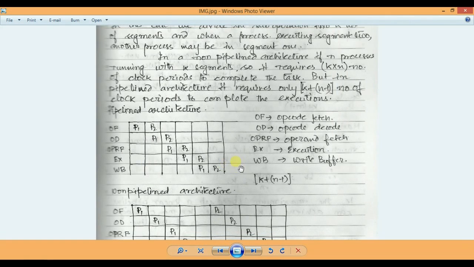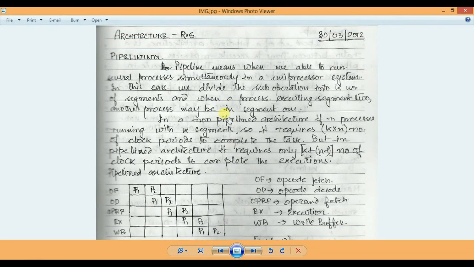In this video, we are going to discuss pipelining. Well, what is pipelining? In short, when we try to run several processes together or simultaneously, that's pipelining.